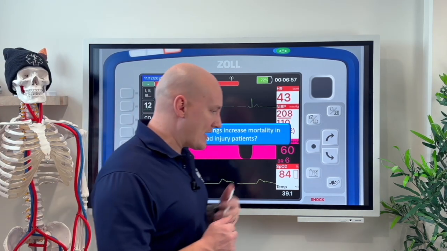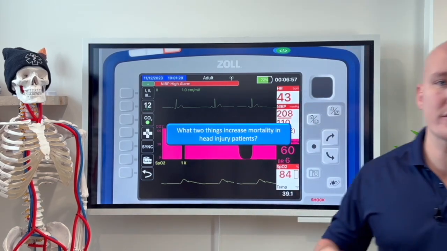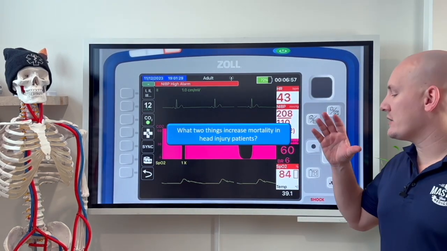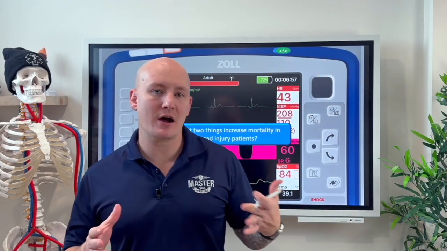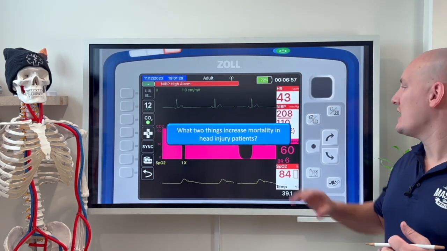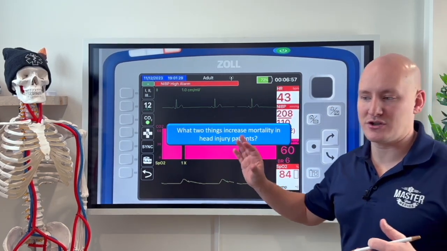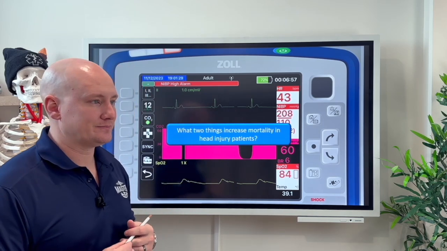Okay, so we have a lot of things going on here. Based off what we see here and the concerns that we have, there could be a lot of overwhelming factors with this. So my question to you right now is, what are the 2 things that are going to cause an increase in mortality in head injury patients? What 2 things? Go ahead, put that in the comments. This will help us simplify what we need to do in order to give this patient the best chance of survival.